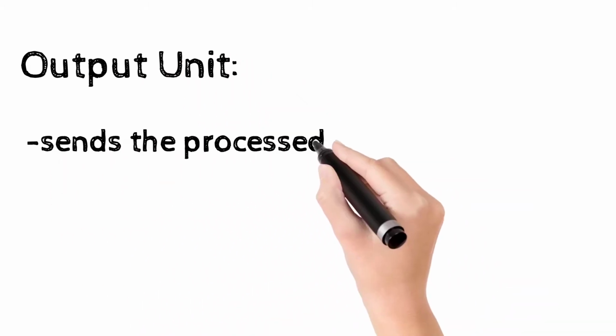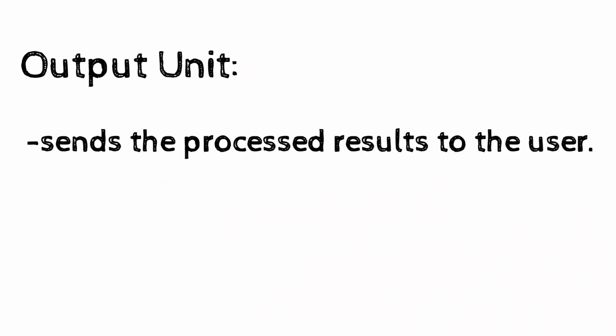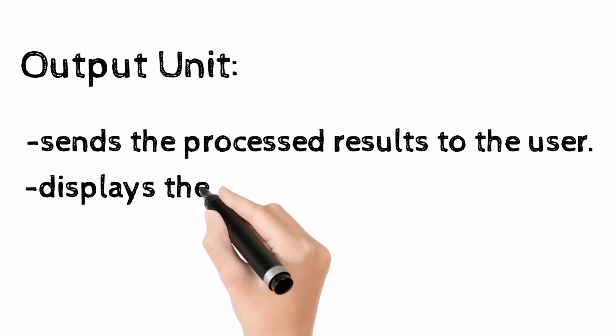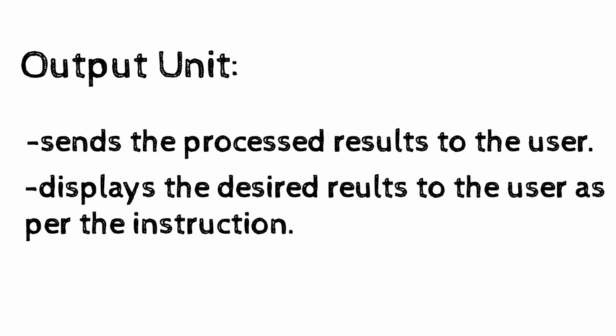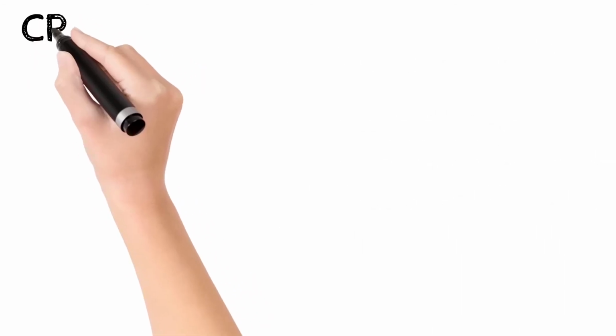Output unit. It sends the processed results to the user. It is mainly used to display the desired result to the user as per the input instructions. Output unit returns the processed information to the user.